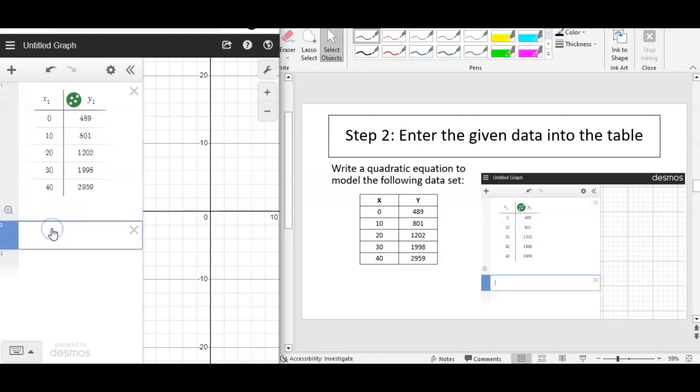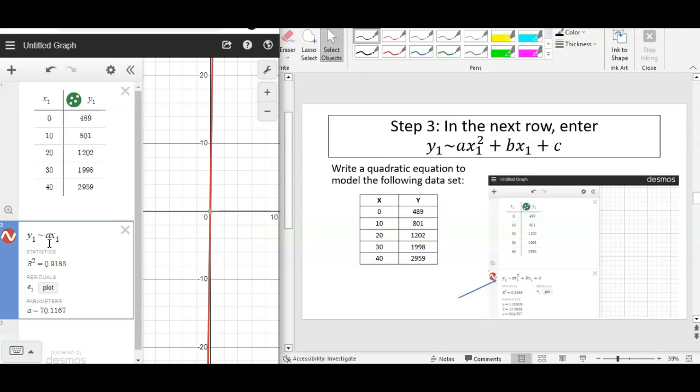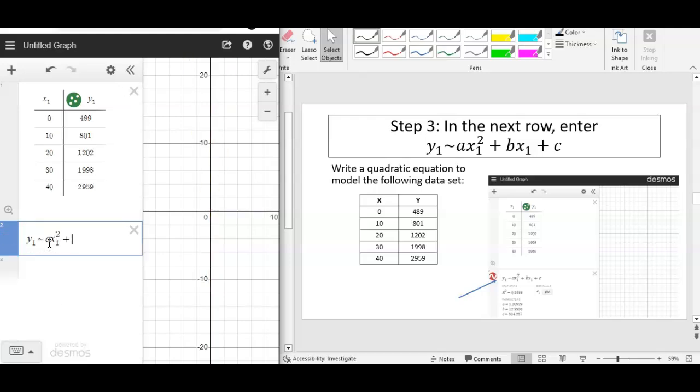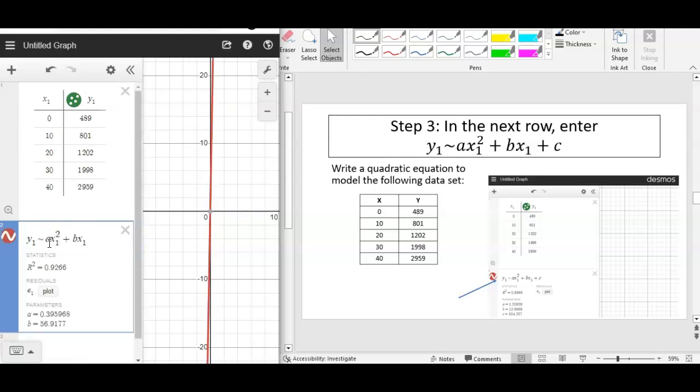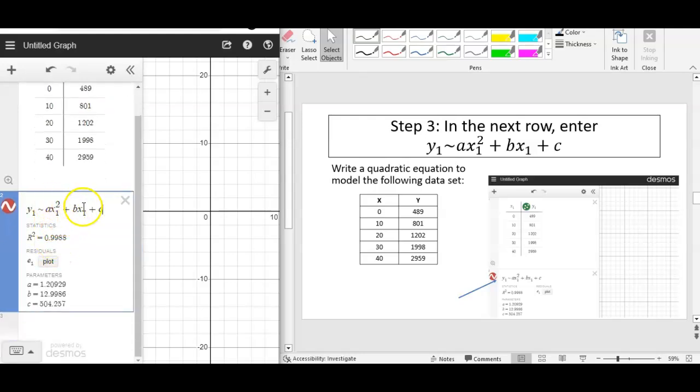So now we're going to go down here and tell Desmos that we need a quadratic. So the way we tell Desmos that we need a quadratic is we enter the standard form of the equation here. So we have y1 is approximately ax1 squared, and then plus bx1 plus c. Okay, make sure that your equation looks right and that nothing wound up in the wrong place.